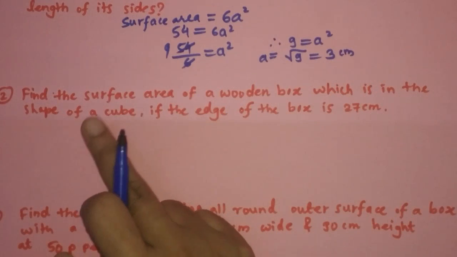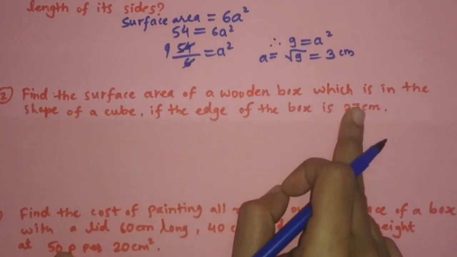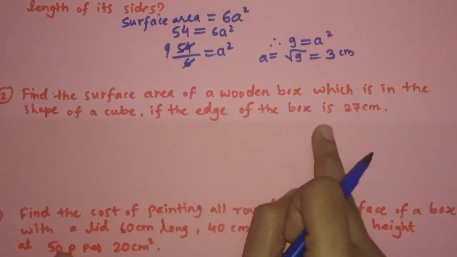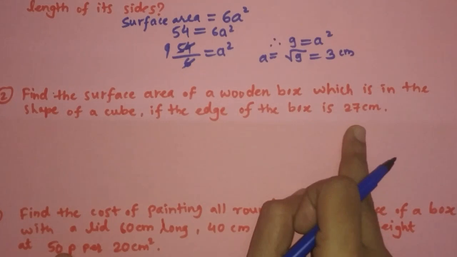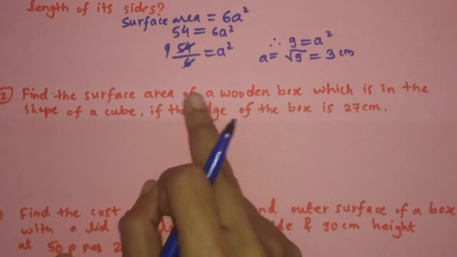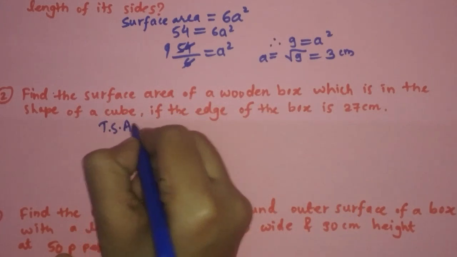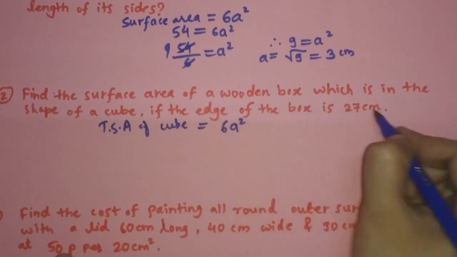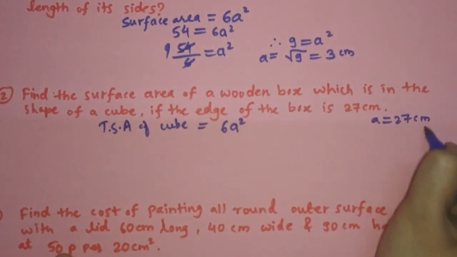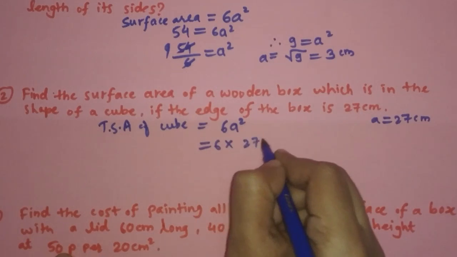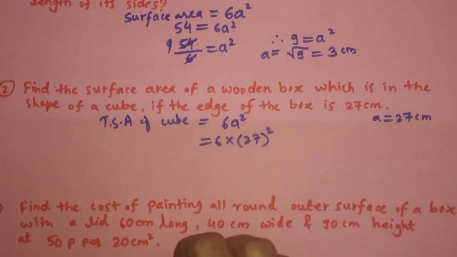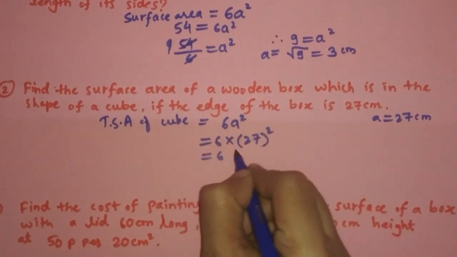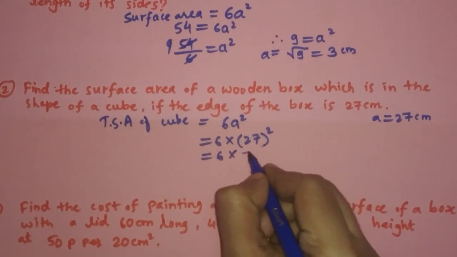Now the next question is: find the surface area of a wooden box which is in the shape of a cube, if the edge of the box is 27 centimeter. So here friends, again we have to find the total surface area of a cube. The formula is again 6a square, and we are given the side a as 27 centimeter. So we'll write 27 as a's value, that is 27 square. So we'll write 6 multiplied by 27 square, which is 729.